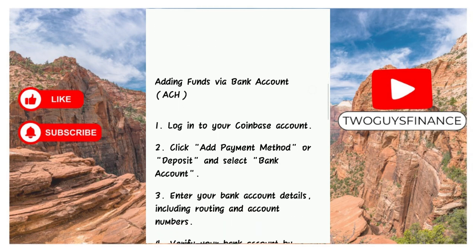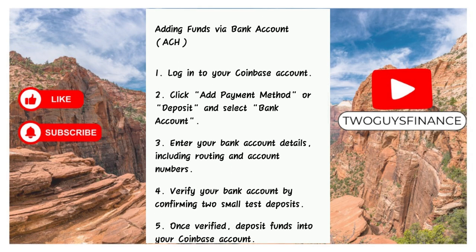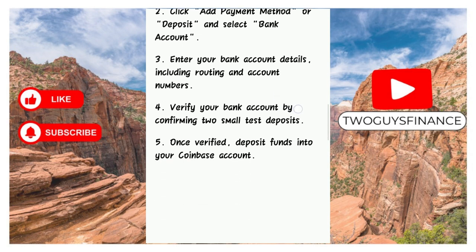The first method is adding funds through bank accounts. The first thing you need to do is to log into your Coinbase account, and then you click add payments or deposits, and then select bank accounts. Then you've got to enter your bank account details, including the routing and account number. Then you've got to verify your bank account by confirming two small test deposits. Once verified, deposit funds into your Coinbase account. So that's the first method.